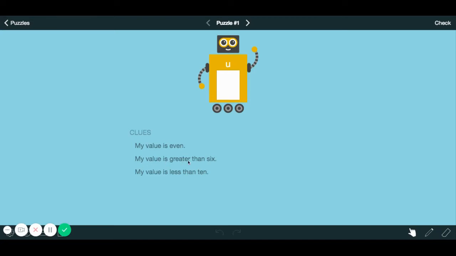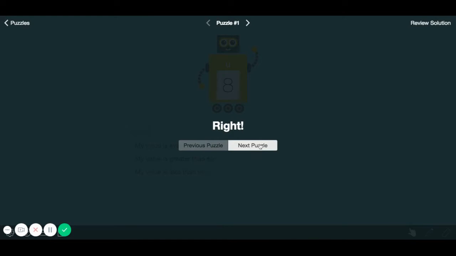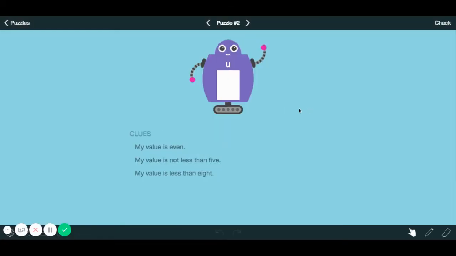My value is greater than 6. Well, right there I can cross off some of the things I wrote down. It can't be 2, it can't be 4, and it can't be 6 because it's greater than 6. My value is less than 10. So I know that it has to be 8 because I wrote that down on scratch paper. And when I check it, it will tell me if I got it right or not. And then just like last week, use the next button to go to the next puzzle.